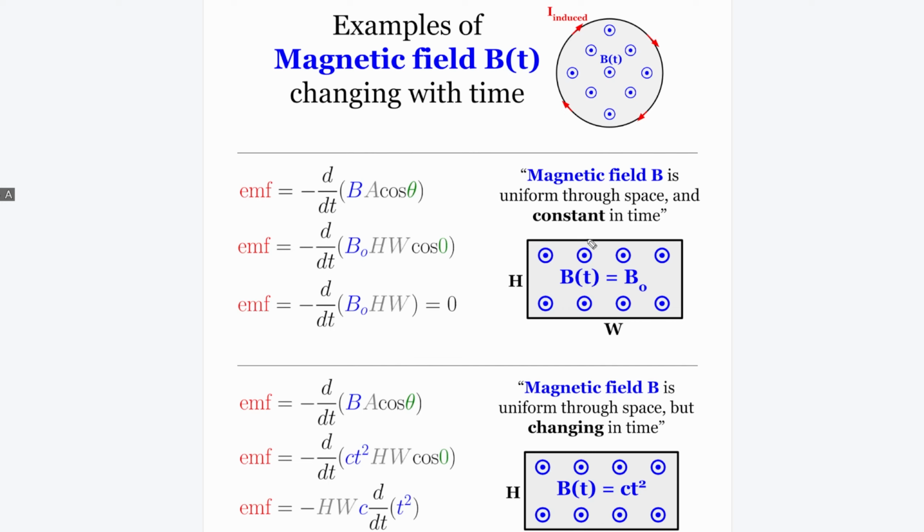So here's an example. We got a magnetic field piercing this rectangular hoop. So we got a flux. Look, we got a flux here. So I can use the easy version because this magnetic field is uniform through space. It doesn't vary vertically or horizontally.